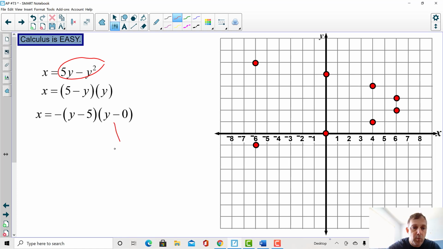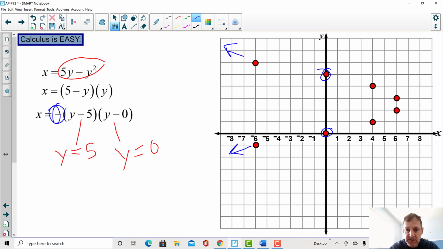And so you can see that when y is 0, or when y is 5, we end up getting our y-intercepts instead of our x-intercepts. So 0 and 5 are going to be the y-intercepts. Now, because of the negative, it's going to be an upside down parabola, so it's going to point this way instead of the other way. It's going to point towards the negatives.